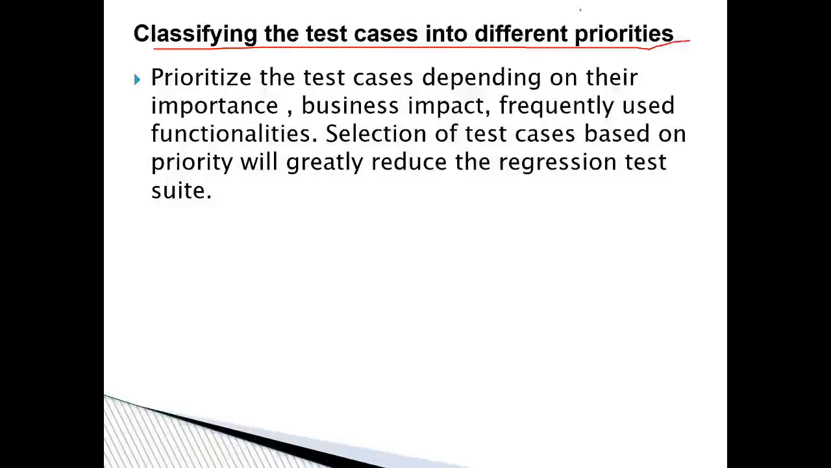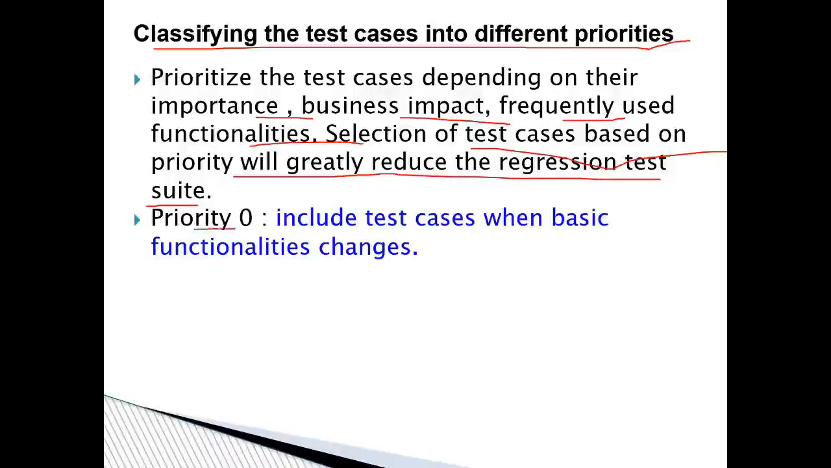Prioritize the test cases depending on their importance, business impact, and frequently used functionalities. Selection of test cases based on priority will greatly reduce the regression test suite. So to prioritize these test cases, you need to identify their importance, business impact and frequently used functionalities. Based on this, you can prioritize the test cases which you already identified.